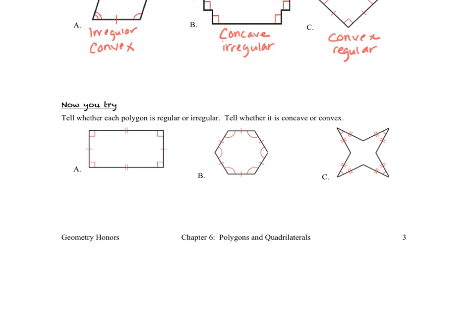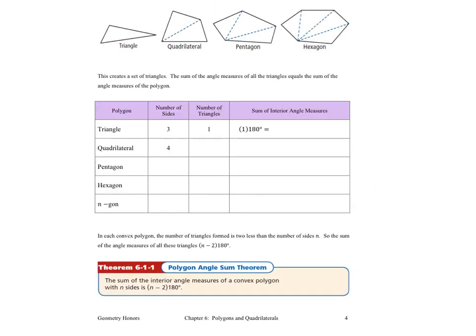Okay, for the now you try, I see that I don't have all sides congruent on this one, so it's irregular, and it's not caving in, so it's convex. We're not caving in anywhere on this next one, so it's convex. And every angle is the same, and every side is the same, so it's regular. And this is concave, which makes it automatically irregular. Makes sense, because we've got some angles here that would not be the same as the other marked angles.